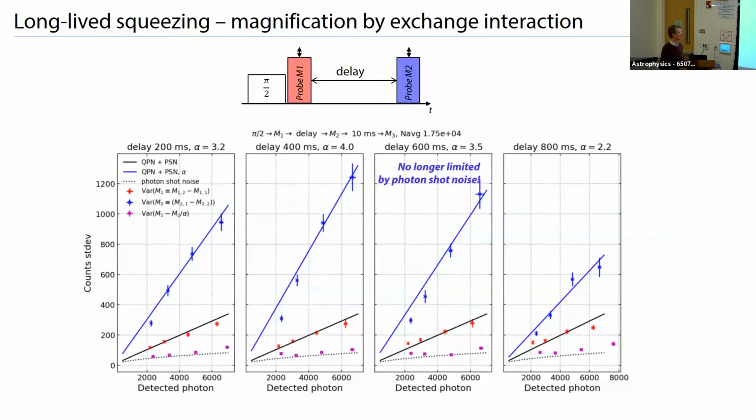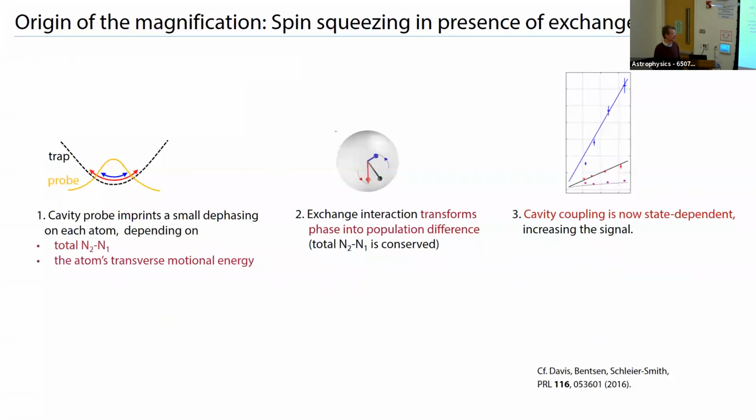It has interesting consequences because in some sense it means that you're now no longer limited by the photon shot noise. I don't quite understand how this is possible. Maybe you understand better than I do. Anyway, this is closely related to something that Monica has found for the first time, based on a different interaction. So this is another form of phase magnification that we now get due to this exchange interaction. So this is my last point here.